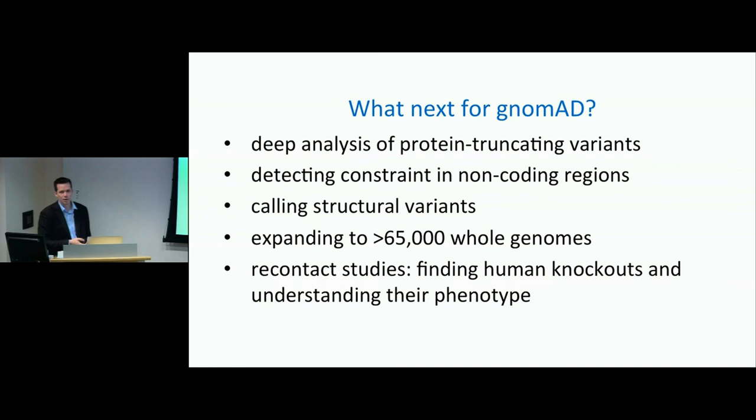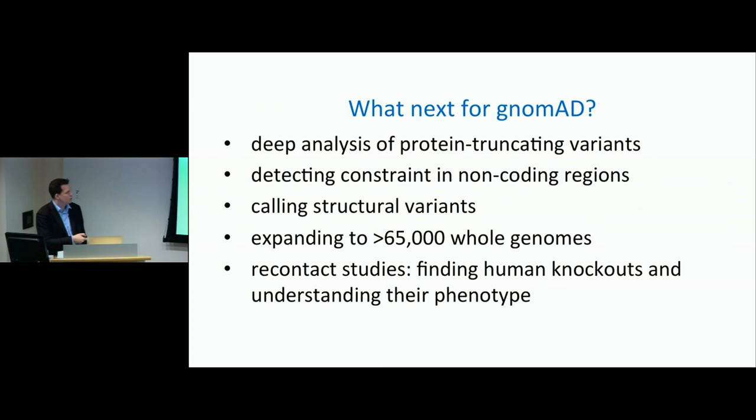Laurent Francioli in my group is working on detecting constraint in non-coding regions using the whole genome data, and that will become much more useful, I think, as we start expanding to much larger numbers of genomes over the next year or so. Ryan Collins from Mike Talkowski's group is leading an effort to call structural variants across ExAC and the gnomAD whole genomes. So that will actually provide us, for the first time, a well-calibrated reference dataset of insertions, deletions, and some other more complex structural variation, which is critical, of course, for those of us who are now sequencing genomes from rare disease patients and finding these strange variants, but often without being able to figure out how common those are in the general population.